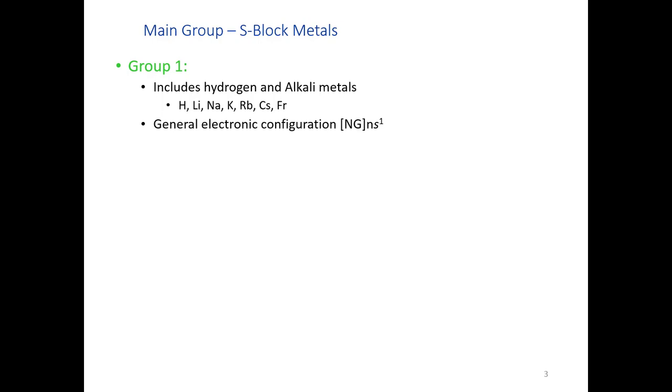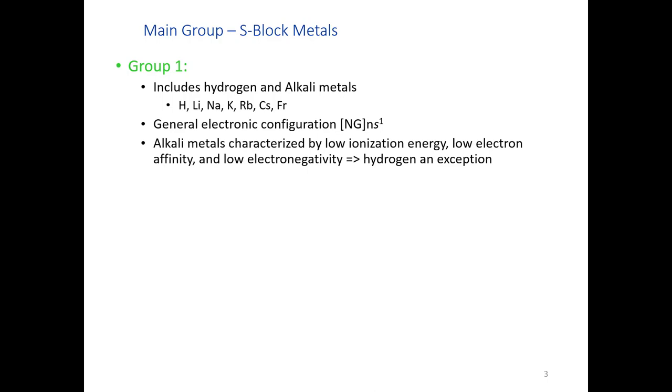Their general electronic configuration is noble gas ns1. The only exception is hydrogen, which is simply 1s1. The alkali metals have low ionization energies, low electron affinities, and low electronegativities, which means they're very good reductants. We will go through the general reactivity of alkali metals, but hydrogen will be treated on its own because of its unique chemistry.